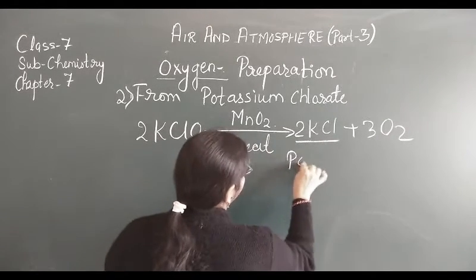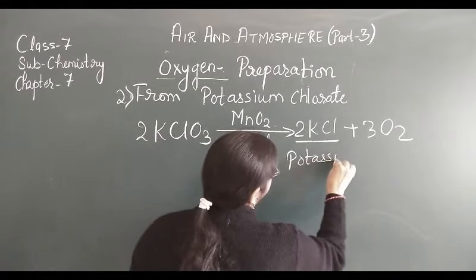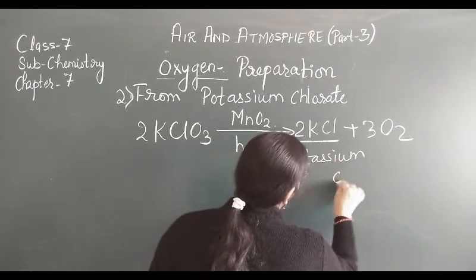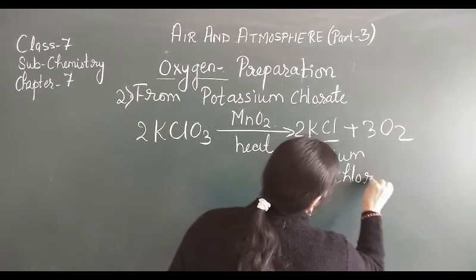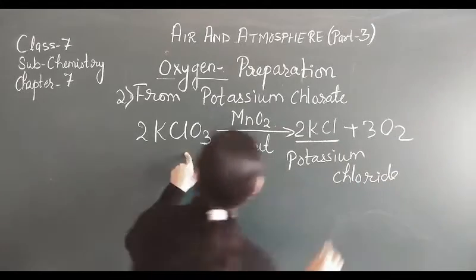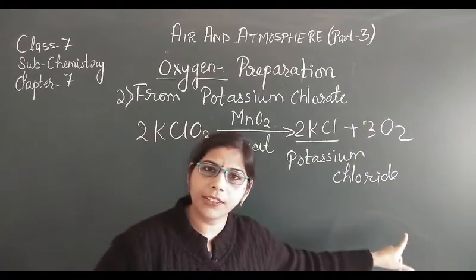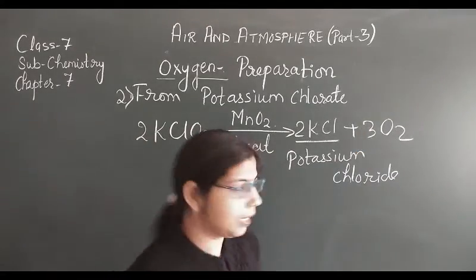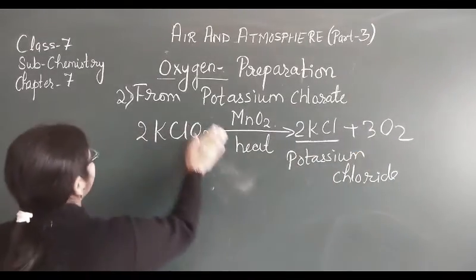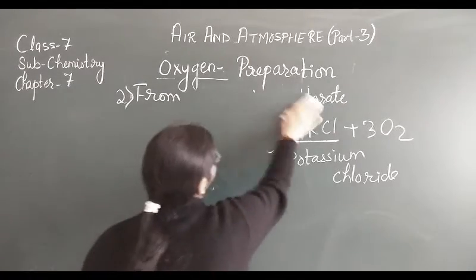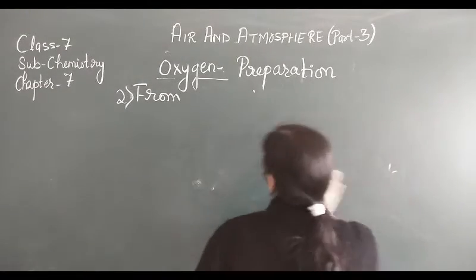So that means the potassium chlorate decomposes to form potassium chloride, and it also liberates oxygen gas. Okay, now let us see another method of how oxygen is prepared.